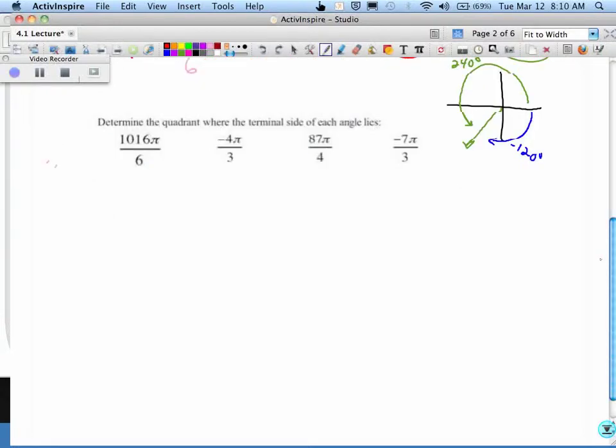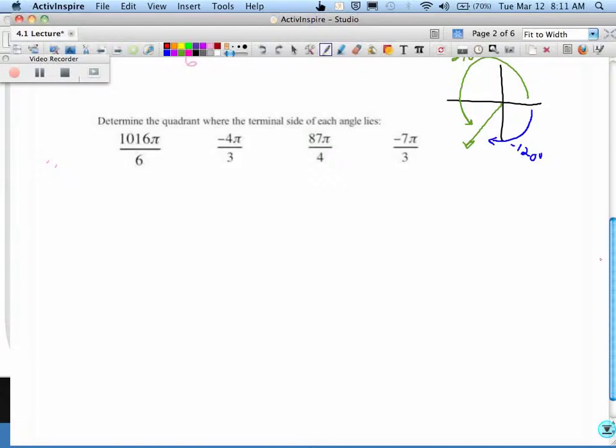Here, when you determine which quadrant the terminal side is in, you need to consider how many times you're spinning around. They're giving us a fraction, what's called an improper fraction, so we're going to switch it into a mixed number.